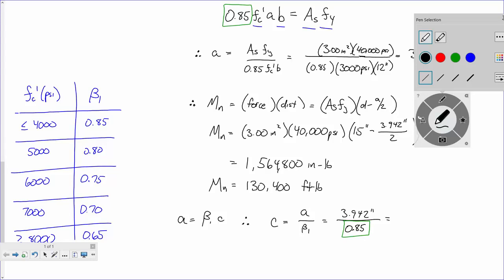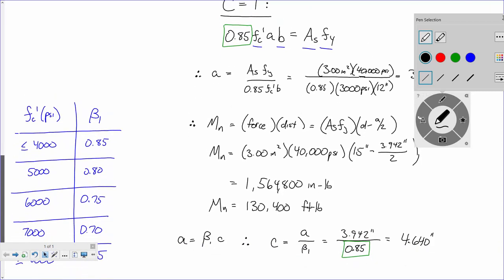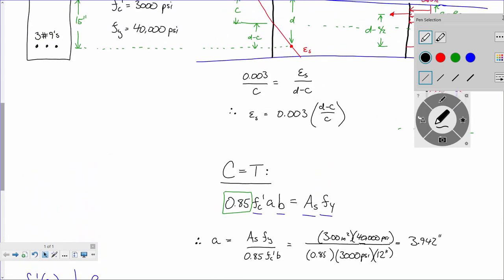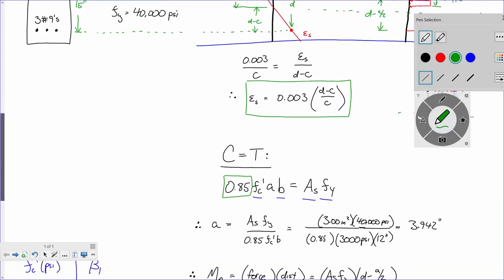Plug and chug, and for C, what'd you get? 4.64 inches, right? Now, what am I going to use C with? I'm going to use C with my strain profile, because I need to calculate what the strain in the steel is. So epsilon sub s is 0.003 times (d minus c) over c.